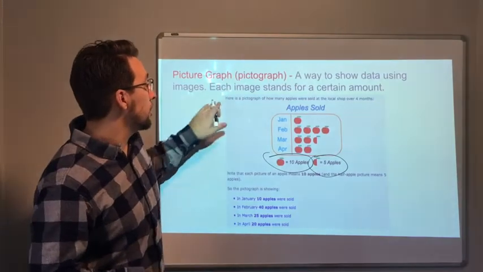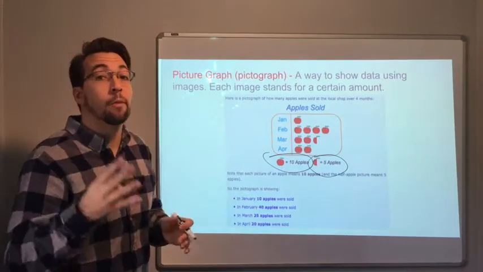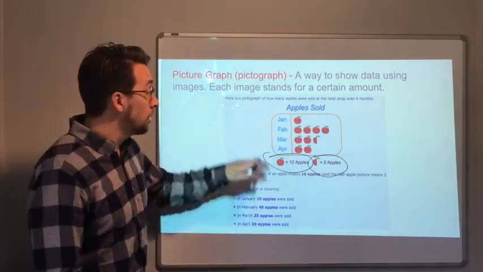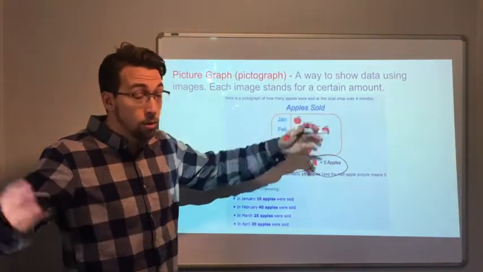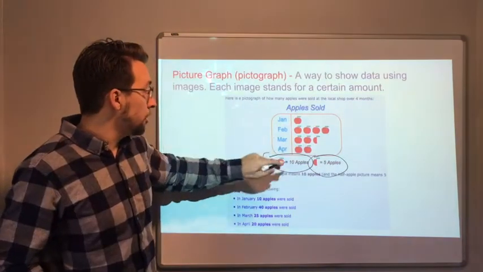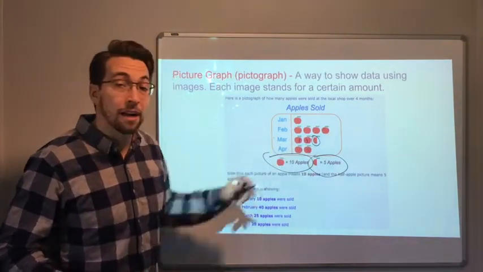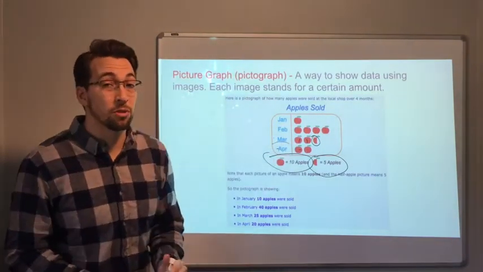So if we're looking at this chart, here's a pictograph of how many apples were sold at a local shop over 4 months. In January, 10 apples were sold. In February, 1, 2, 3, 4, 4 times 10 is 40 apples. March, 10, 20, and then 25, right? 25 apples were sold in March, and in April, only 20 apples were sold.